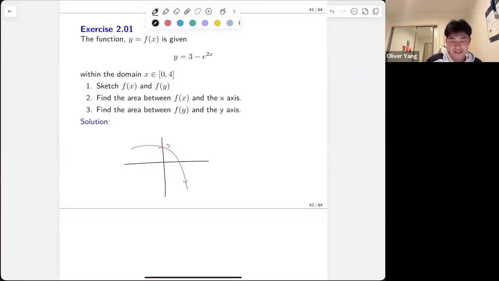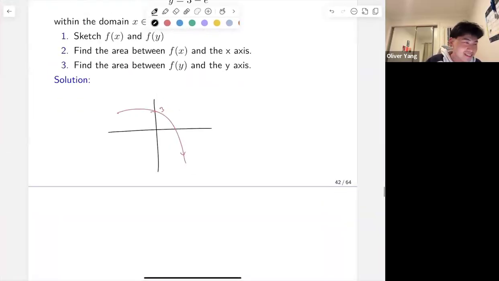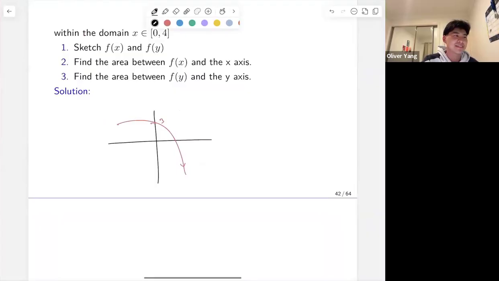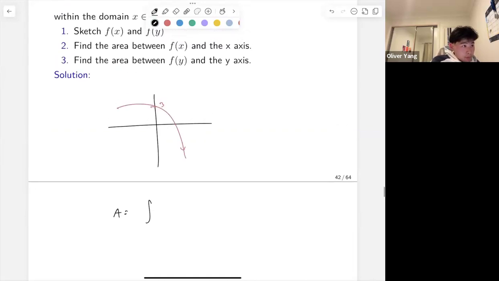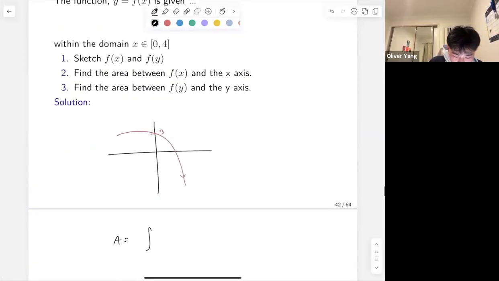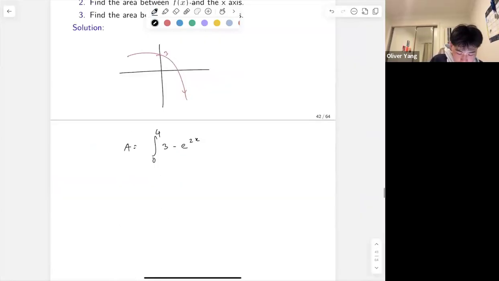and that happens to be the same, so we can do either one. This one's pretty easy. This is just Methods. So the area is going to be equal to the integral of 3 minus e to the 2x. But we need our terminals. They've given us the domain, so 0 to 4.